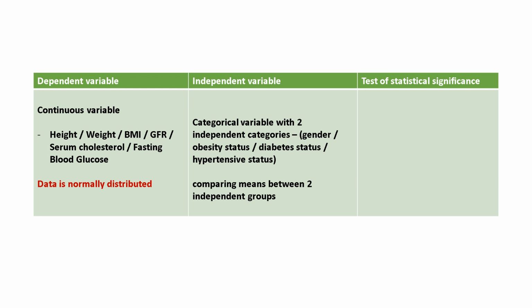Gender has two independent categories, male or female. Obesity status has two categories, obese or non-obese. Diabetes status, diabetic or non-diabetic. If there are two independent categories and the dependent variable is continuous, the scenario is comparing the means of the dependent variable between two independent categories. In that case, we can apply the independent sample t-test.